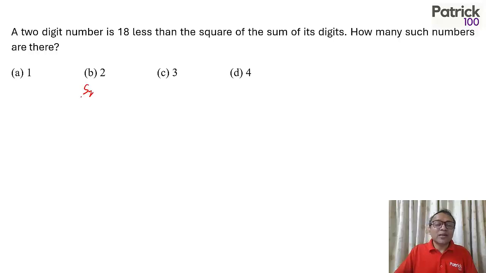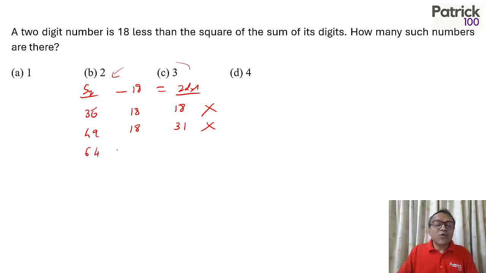So the square minus 18 should give you a two-digit number whose sum of digits squared should be that square. I can't take 25, so I'll take 36. 36 minus 18 is 18, but 8 plus 1 is 9, and the square becomes 81. That's not possible. 49 minus 18 is 31, but 4 squared is not 16, so it's ruled out.